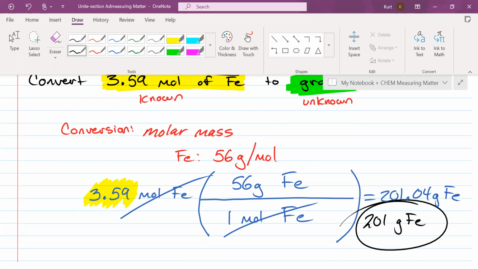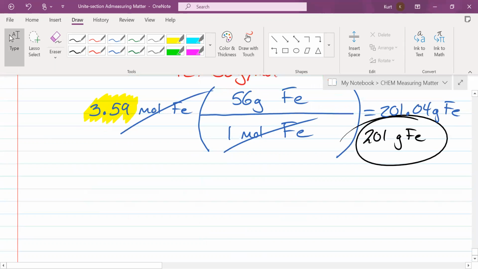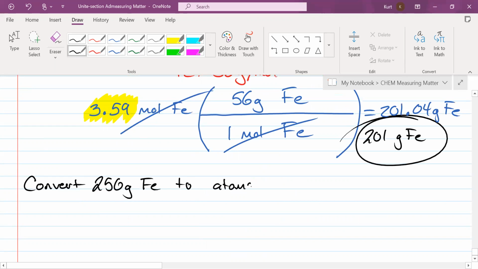Now, let's see if you can figure this out. Convert. Oh boy, I'm evil. 250 grams of iron to atoms of iron. Kevin, what is our known value in this problem? 256 grams. All right, I said 250, but that's my fault. We'll make it 256. It doesn't matter. All right, good. 256 grams of iron. What is our unknown value, Brennan?